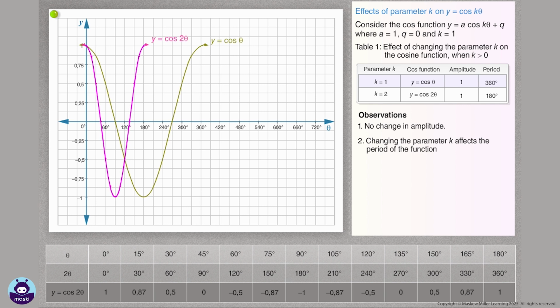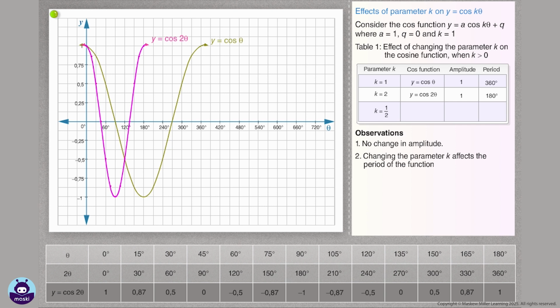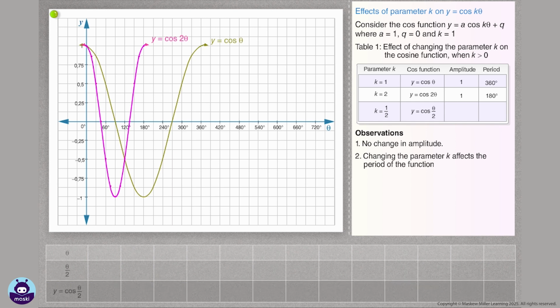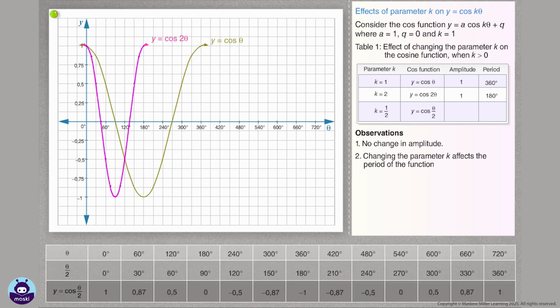Now let us consider an example when k is less than 1, say 1 over 2. The function becomes y equals cos theta over 2. We can calculate the y values and plot the graph on the same set of axes. Again, there is no change in the amplitude.